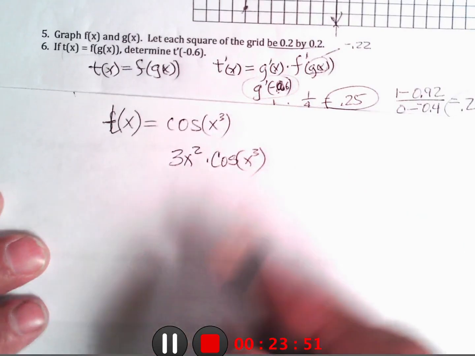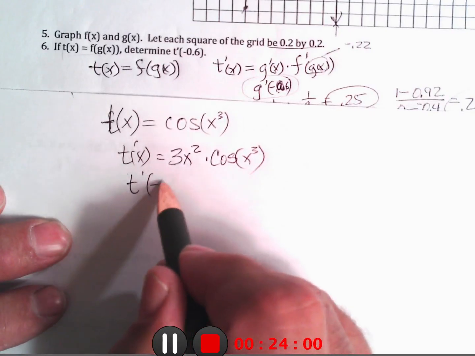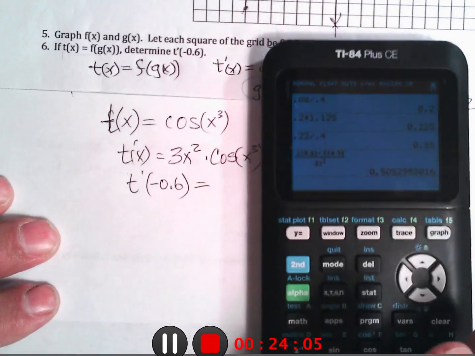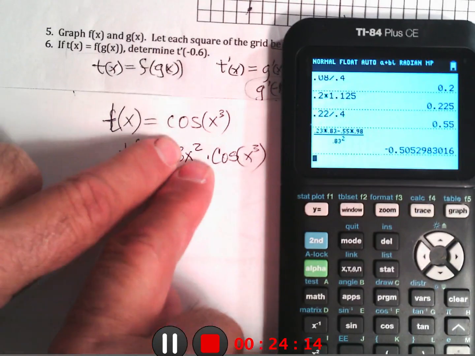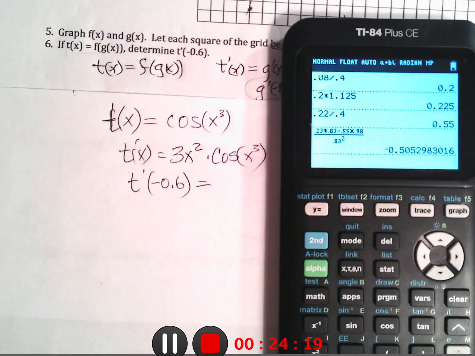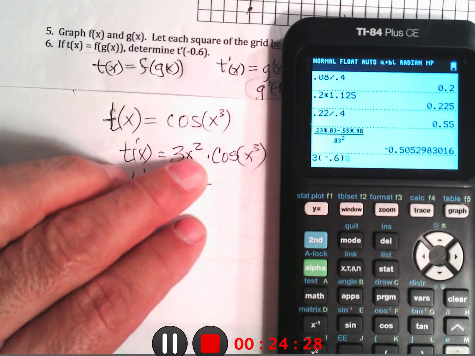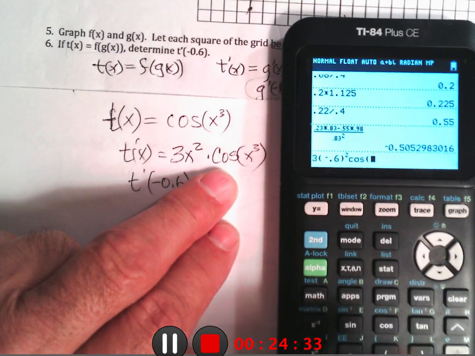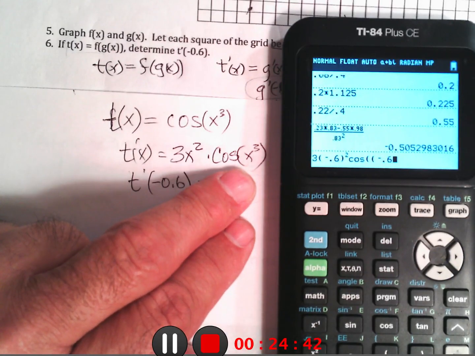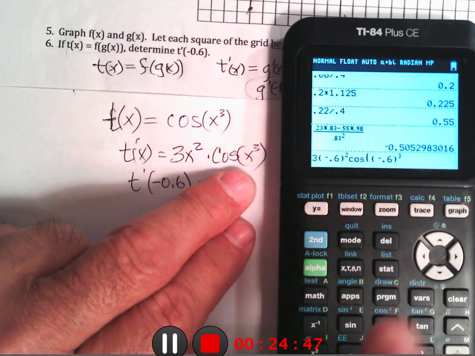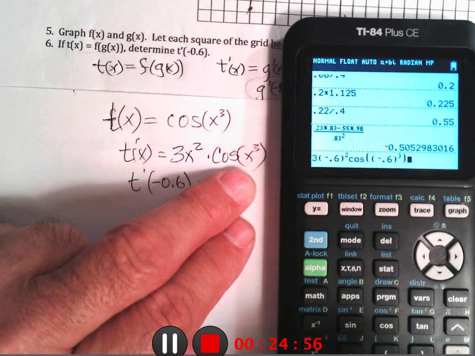So now, if we find t prime of negative 0.6, and here some people had trouble with this because they weren't following order. When you deal with a negative inside a square or inside a cube, you got to be really careful. You got to put that negative in parentheses also. So this is 3 parentheses negative 0.6, that whole quantity squared, times the cosine of, inside the cosine we have negative 0.6 to the third, the negative and the 0.6. If you don't put parentheses around the negative and the 0.6, it'll only cube the 0.6, and then close the cosine. And we get 1.05.